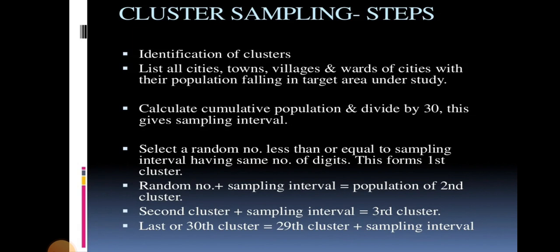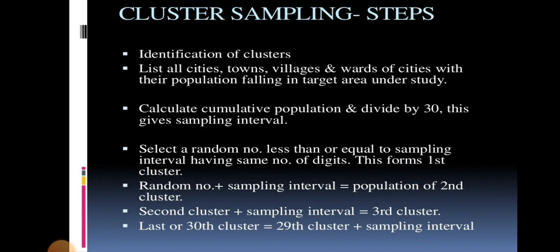Now, how can we carry out cluster sampling? The steps: firstly, identification of a cluster. How will we identify the cluster? We will find the list of cities, towns, villages, and wards of cities with their population falling in the target area under study. For example, if you want to target antenatal mothers of MP or a particular area, firstly we will list down all the cities, towns, villages, and wards of the city with their population that fall under the target area of antenatal mothers.